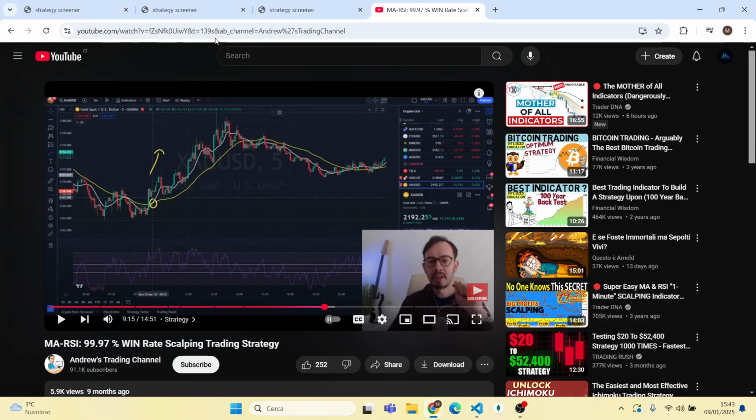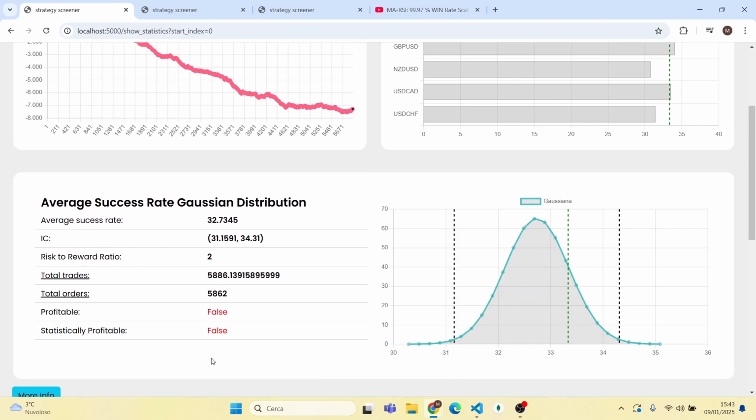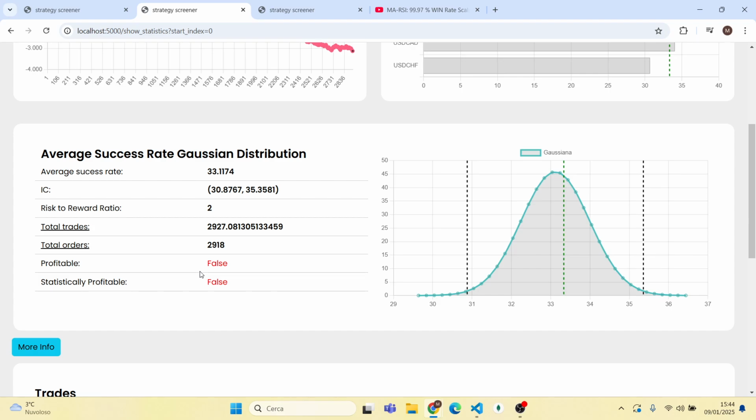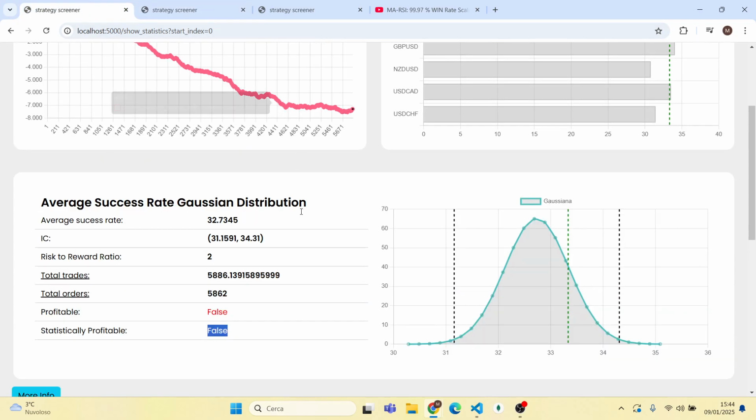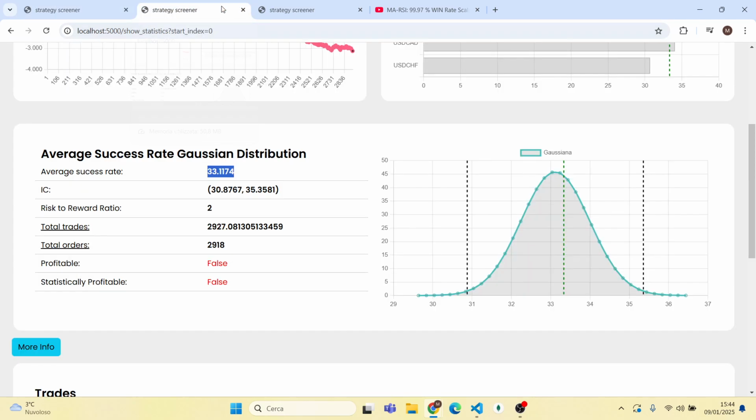Let's find out together. So, as you can see, 32 as average success rate. Very bad results. It doesn't have a 99% win rate. We have a high number of trades, but the strategy is not profitable, and it is not statistically profitable as well, as you can see. Let's see also the validation dataset. As you can see, it was not profitable as well and not statistically profitable. And the average success rate is in the confidence interval we calculated before, because the strategy is pretty simple. So it was not overfitted basically.